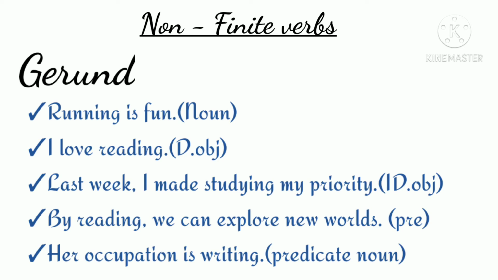Next, by reading we can explore new worlds. Here the gerund acts as the object of a preposition. Her occupation is writing. In this sentence, the gerund acts as a predicate noun. Unlike a normal noun, a gerund maintains some verb-like properties. Like a verb, a gerund can take a direct object and be modified with an adverb.